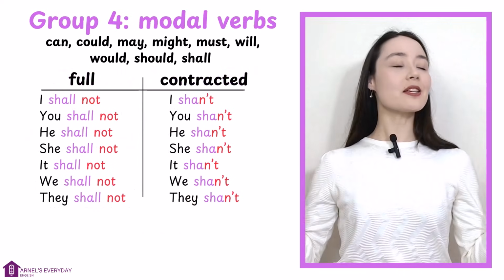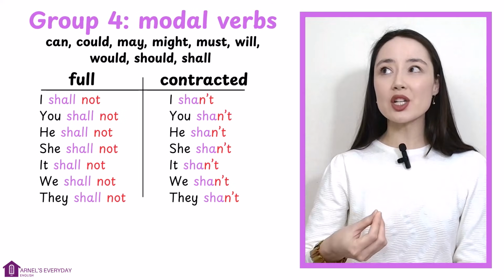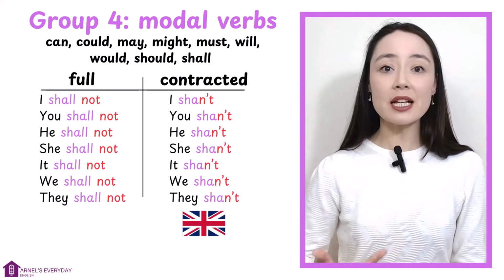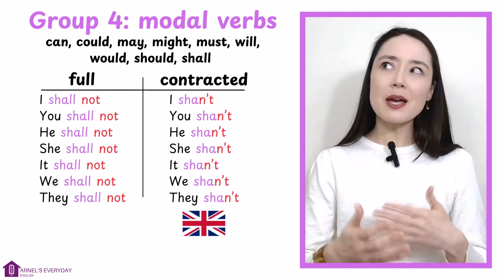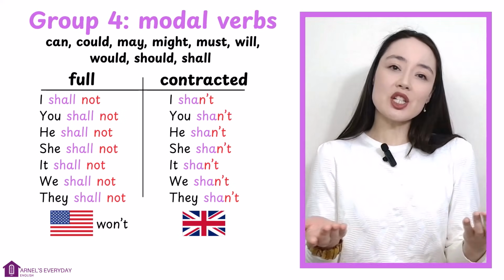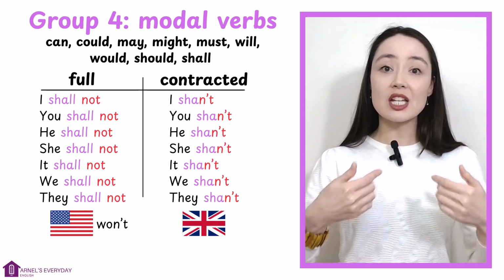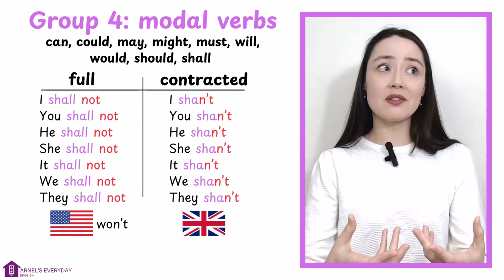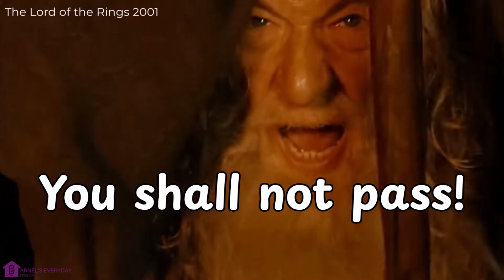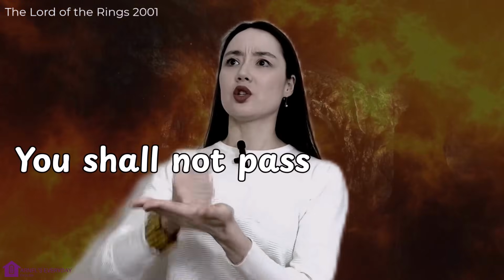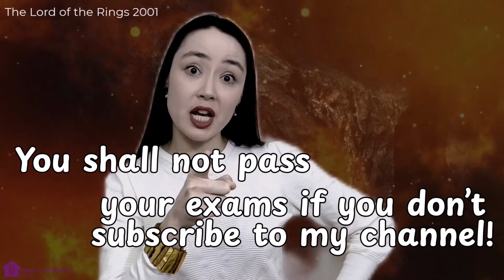Shall. Shall is a modal verb and we can contract that negative. The negative contraction is mainly heard in British English, but it's still one you need to know. In modern English, especially American English, people usually just say won't instead. I mean, when I hear the words shall not, I think of: You shall not pass! You shall not pass your exams if you don't subscribe to my channel.